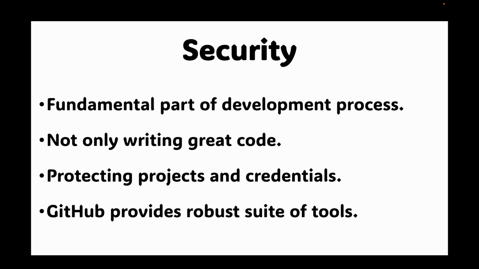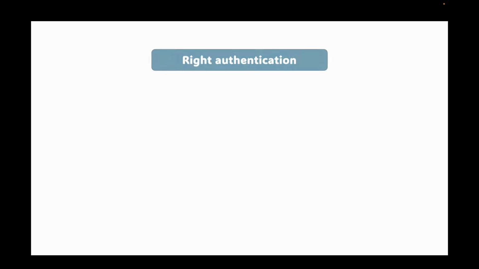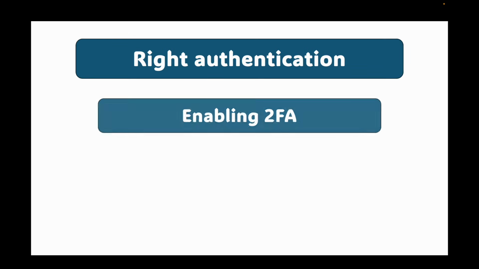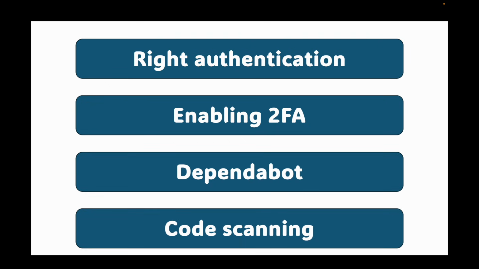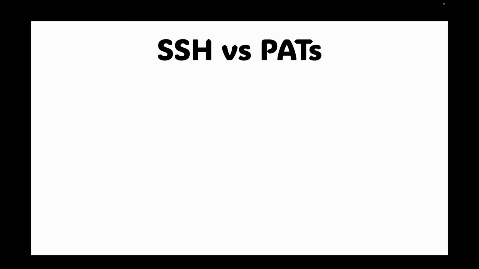Today, we are going to talk about 4 essential security practices on GitHub: using the right authentication, enabling two-factor authentication, and leveraging automated tools like Dependabot and code scanning. Let's get started with this. First, let's talk about authentication. Specifically, let's talk about SSH and personal access tokens.